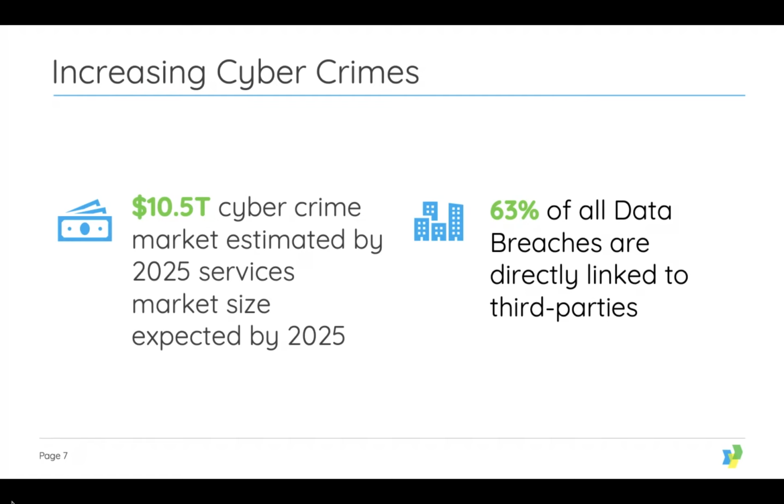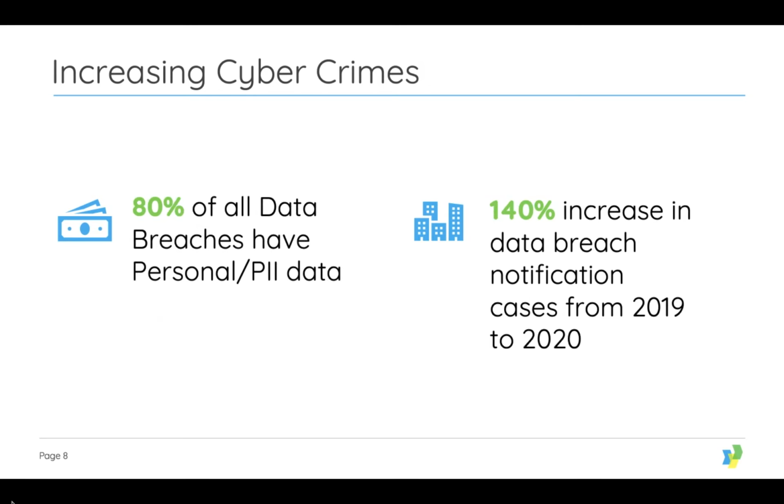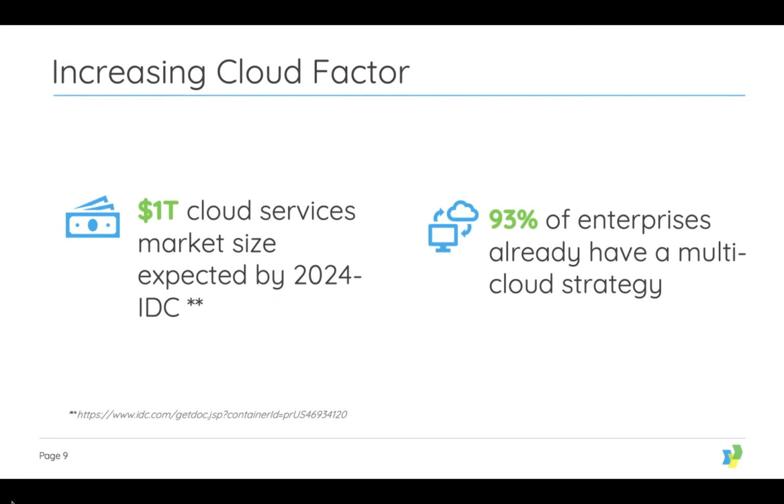63% of all data breaches are directly linked to third parties, and this is important for us to be linking our discussions to this context. Actually, 80% of all data breaches have PII data, and there is a 140% increase in data breach notifications year on year. So this is from 2019 to 2020, but year on year we see data breaches increasing.